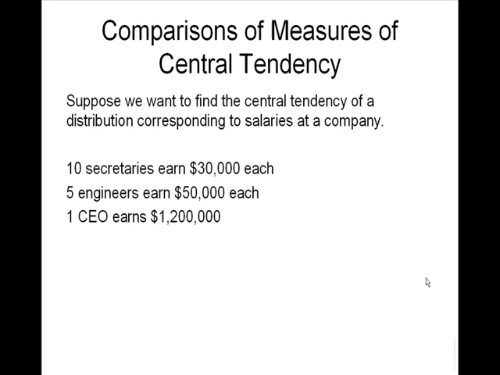Suppose we want to find the central tendency of a distribution corresponding to salaries at a company. In this particular company, there's 16 employees: 10 secretaries, they each earn $30,000, 5 engineers, they each earn $50,000, and then a CEO that earns $1,200,000.